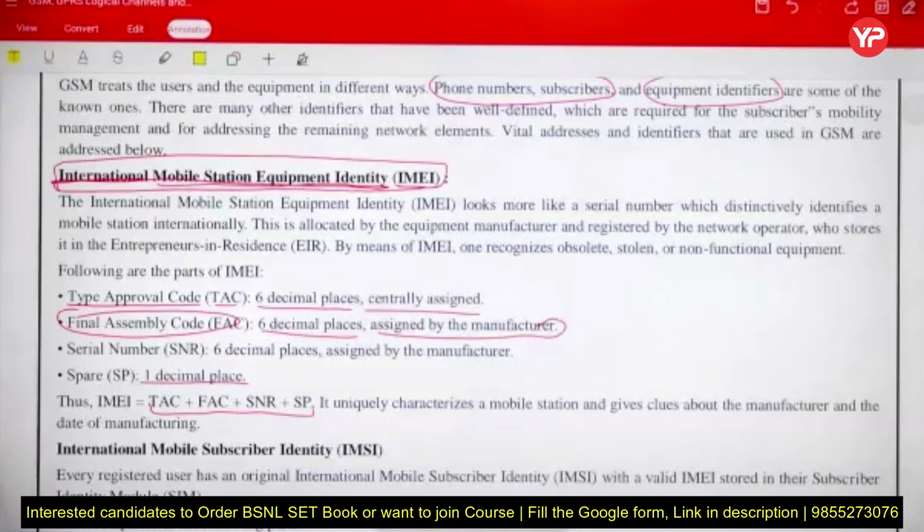IMEI number, right? Whenever you buy a mobile phone, it has a unique IMEI number. That unique code will be registered to your network operator when you put the SIM inside your mobile phone. This equipment manufacturing code and all of that will be registered to your network operator.